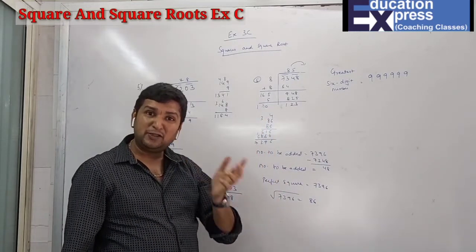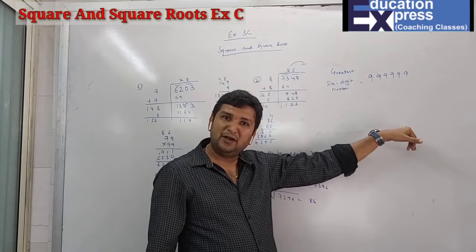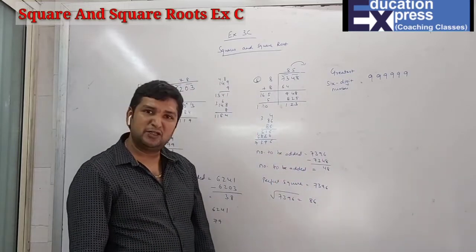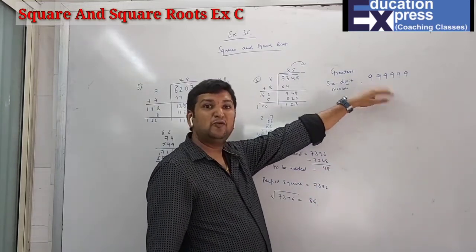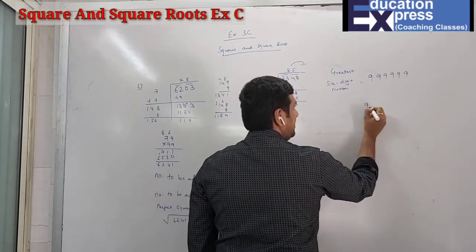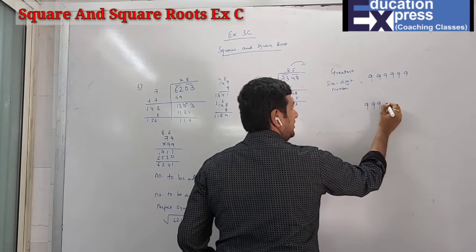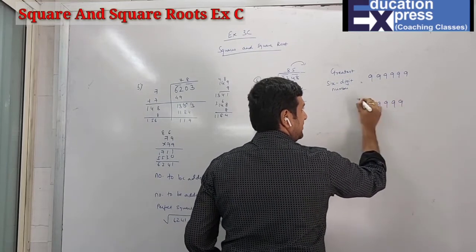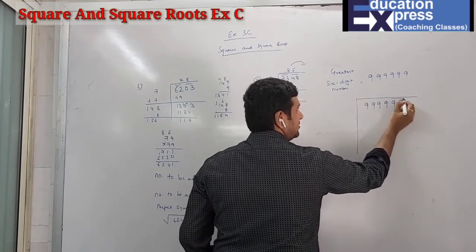So here, why subtraction? Because when you add anything, it will become 7 digit. I don't want 7 digit, I want 6 digit. So to get a perfect square, I have to subtract the number. So here, 9 6 times. I'll make perfect pairs.